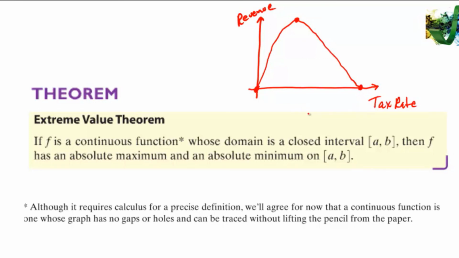So the extreme value theorem says there is going to be at least one tax rate that would maximize tax revenue. We just don't know what it is because we don't necessarily know what this curve looks like. We also know there are two tax rates for which tax revenue is minimized.